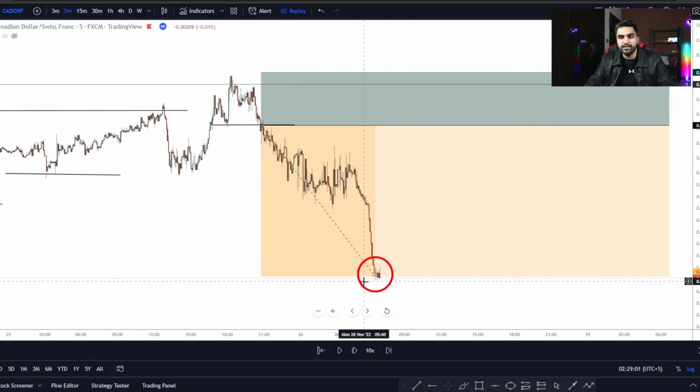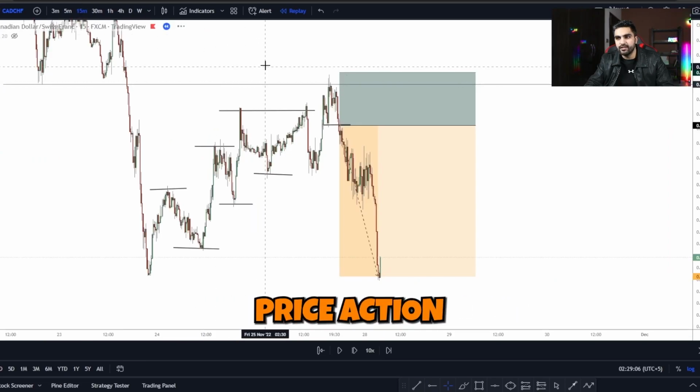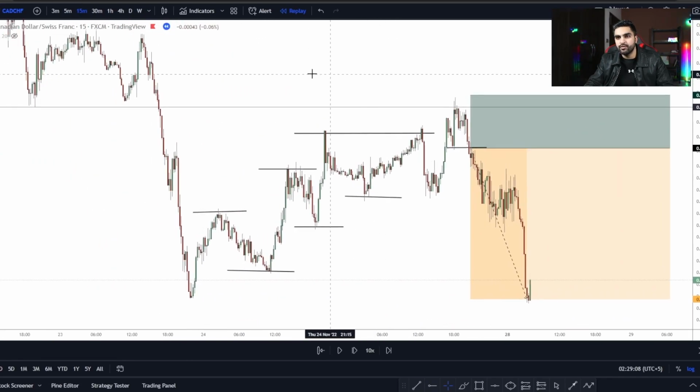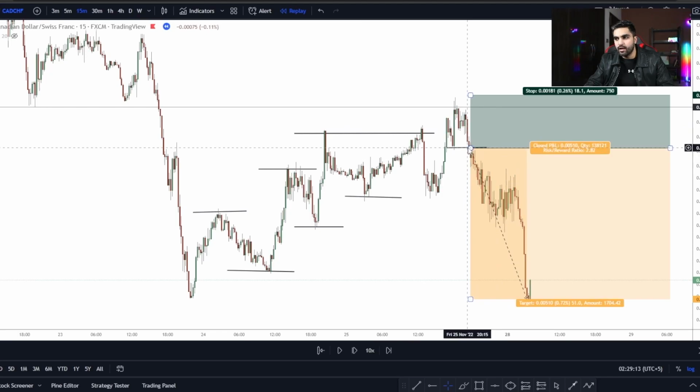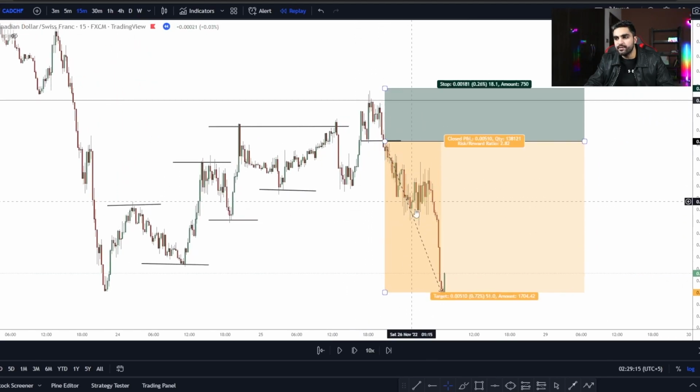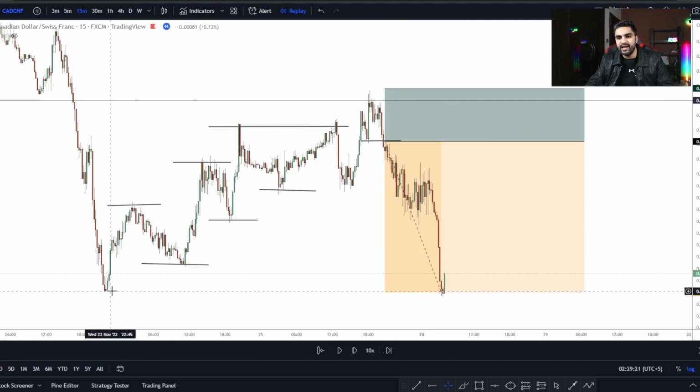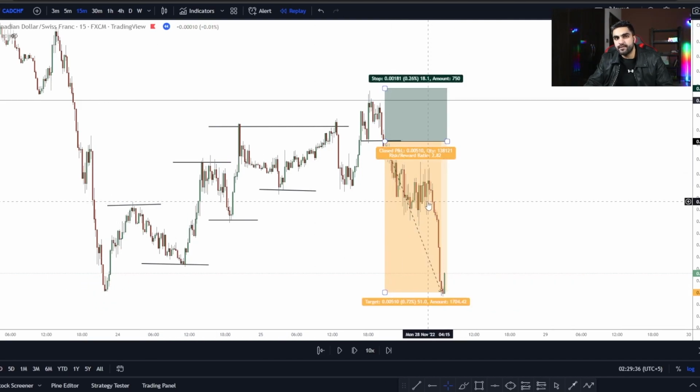And here it just hit our take profit on the 5-minute time frame. Let's see the price action on the 15-minute time frame, and you can see the beauty of this strategy, how well it performed and how well it made a movement to the downside on the 15-minute time frame exactly at the lower low area. So this was the first example.